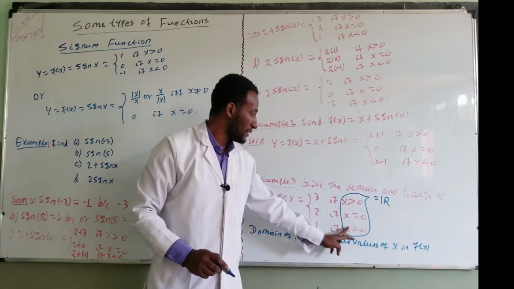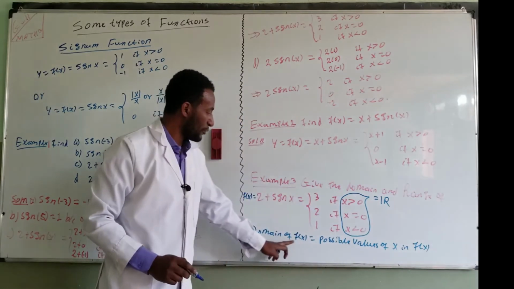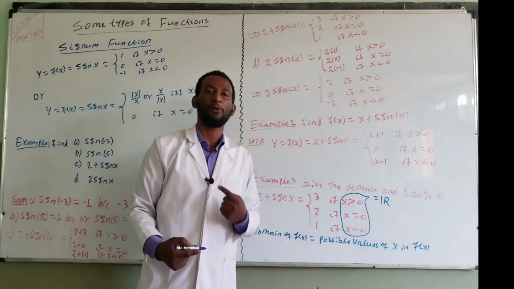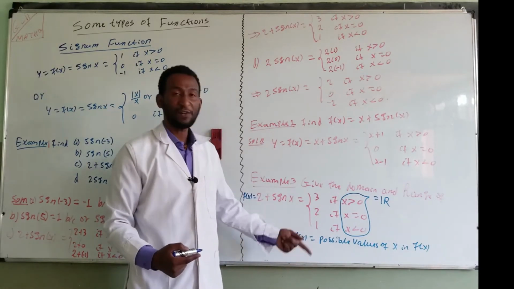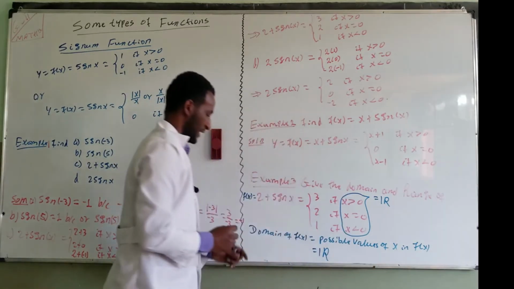This is a possible value of x. A possible value of x is any real number. Therefore, the domain of f of x means the possible values of the independent variable of function f. Therefore, the domain of this function is equal to all real numbers.